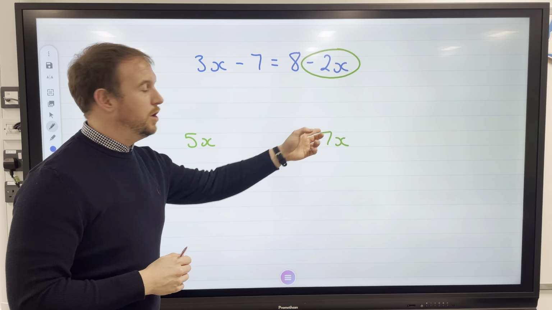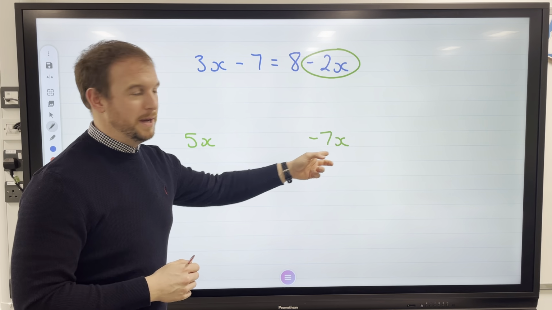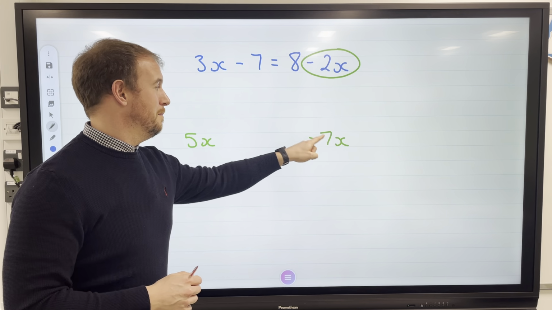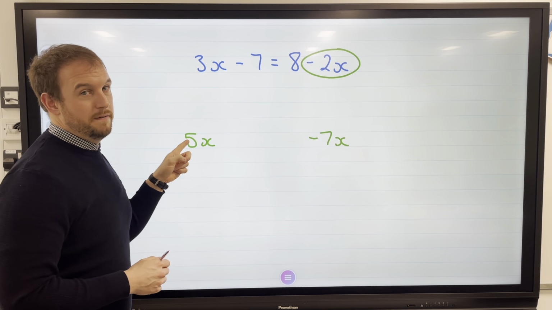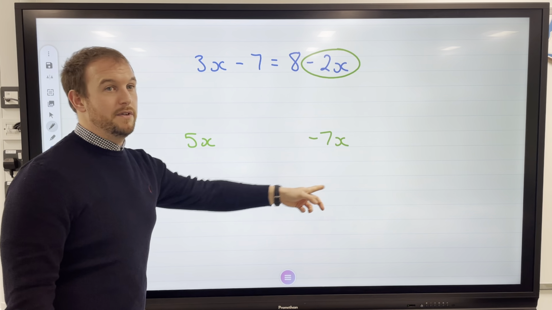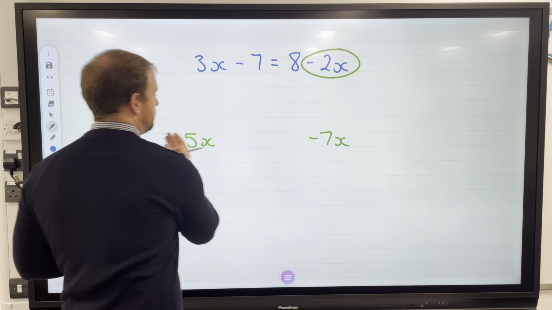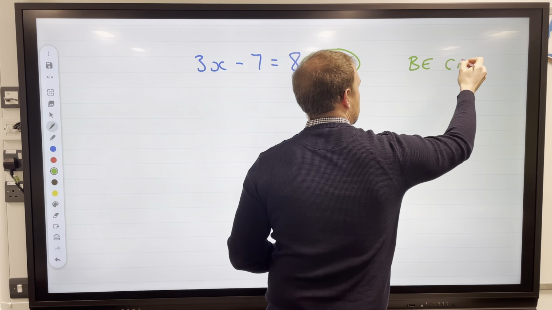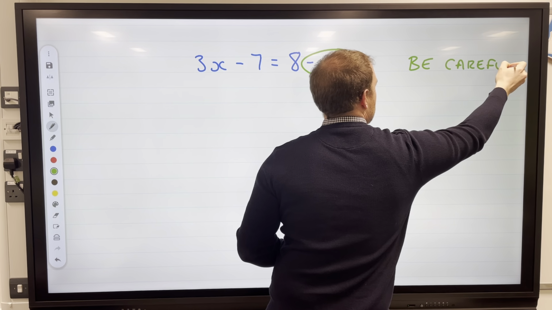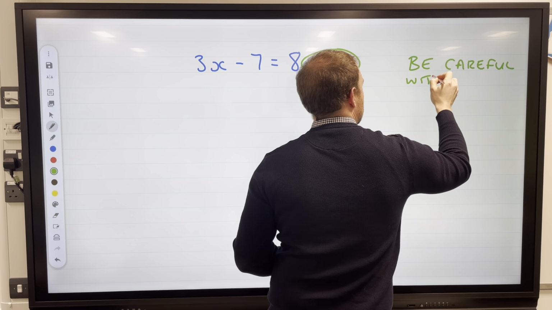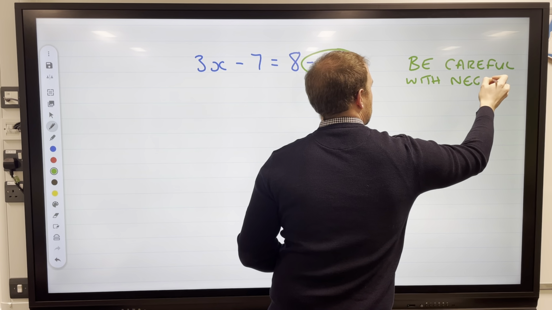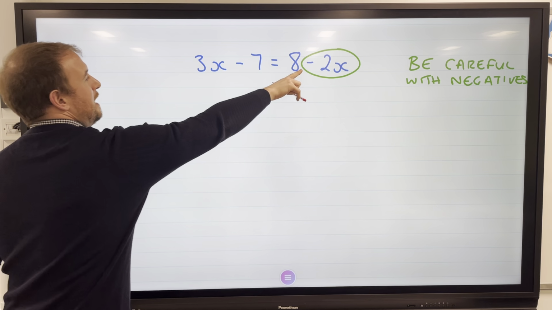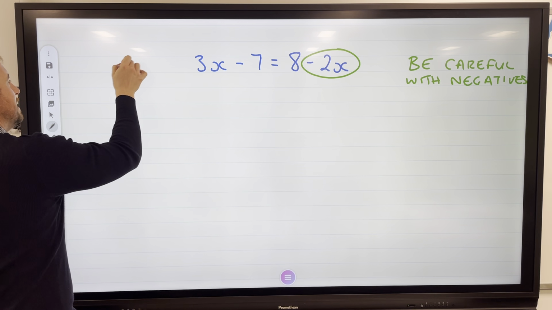If we had a 5x here and a -7x over there, which one is smaller? -7x. I know you're looking at the 7 going, oh, but sir, the 7's bigger than 5. I know, but be careful. It is a -7. -7 is a lot smaller than 5x. Think temperatures, -7 is a lot colder than 5 degrees. So be careful with negatives. I'll put that here. Be careful with negatives. Okay, so to eliminate -2x, we need to add 2x.